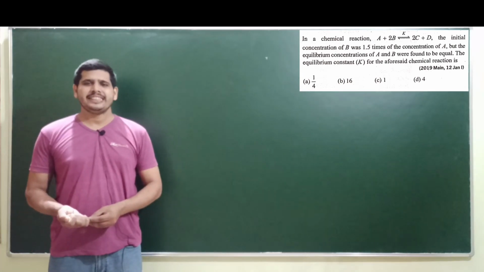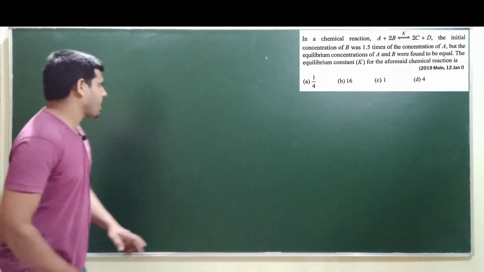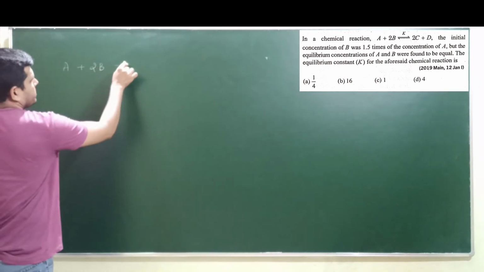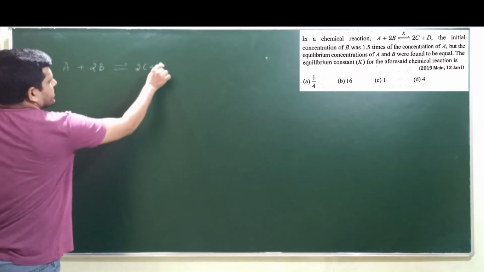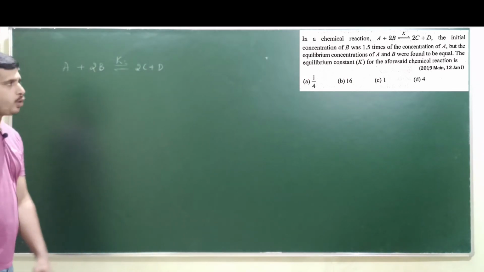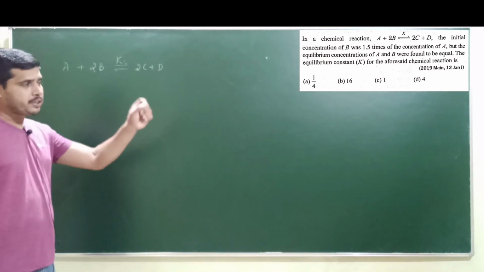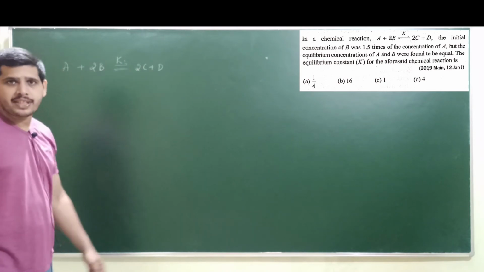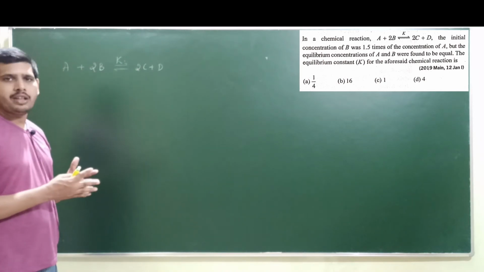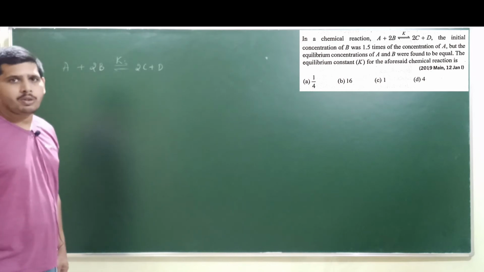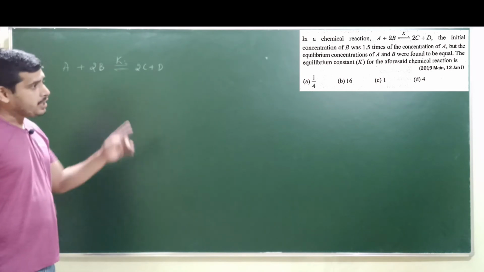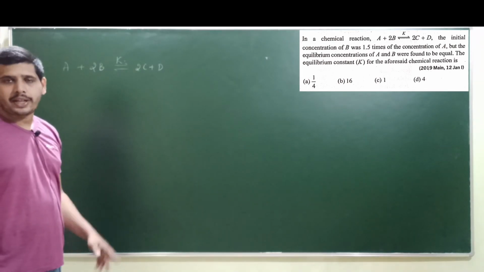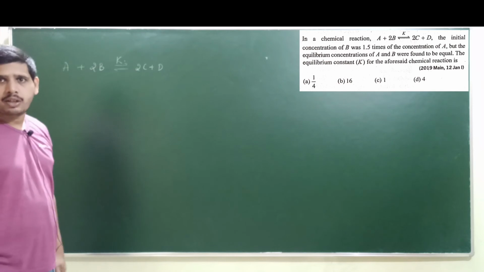Hello dear students. Here we are given one of the general equilibrium reactions, that is A reacting with 2B to give 2C plus D. The equilibrium constant is denoted as K. Now our work is to find out K, but for that a condition is given. The initial concentration of B is 1.5 times that of A. Let us assume a certain value for the concentration of A, then the concentration of B will be 1.5 times of that. Also it is told that at equilibrium the concentrations of A and B are found to be equal. So at equilibrium, the concentrations of both reactants are the same. What is the equilibrium constant?